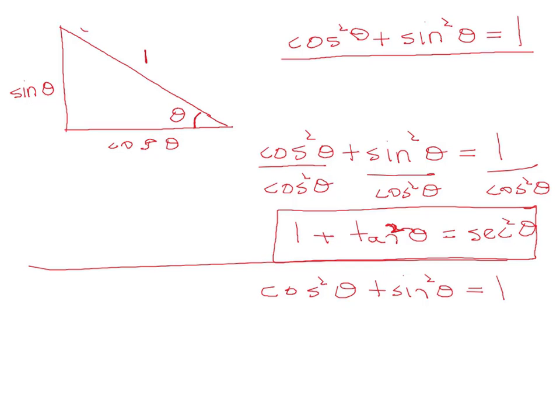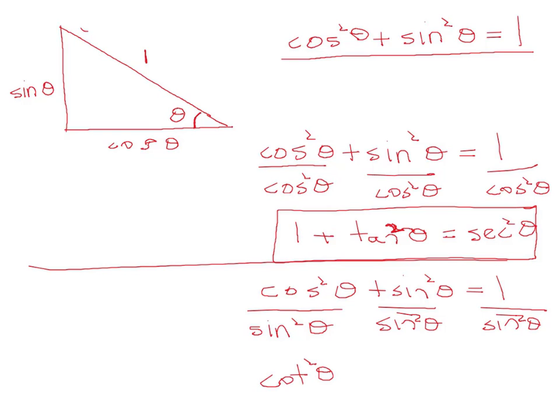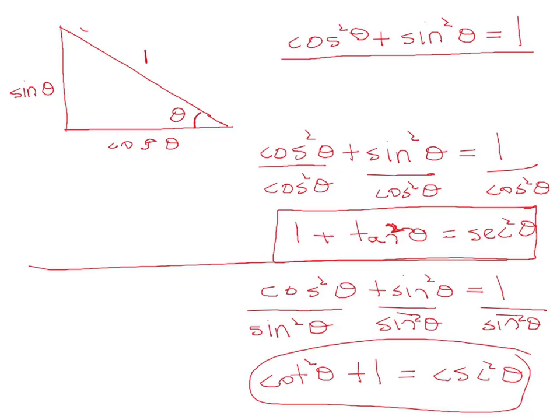So now, let's say I start here with cosine squared theta plus sine squared theta equals 1. And let's put it in terms of cotangent. So cotangent is cosine over sine. That means I have to have sine squared theta in the denominator, right? So I'm just dividing everything, both sides, by sine squared theta. So here I get cotangent squared theta plus 1 is equal to cosecant squared theta. So there's another identity. So these are actually my 3 Pythagorean identities.